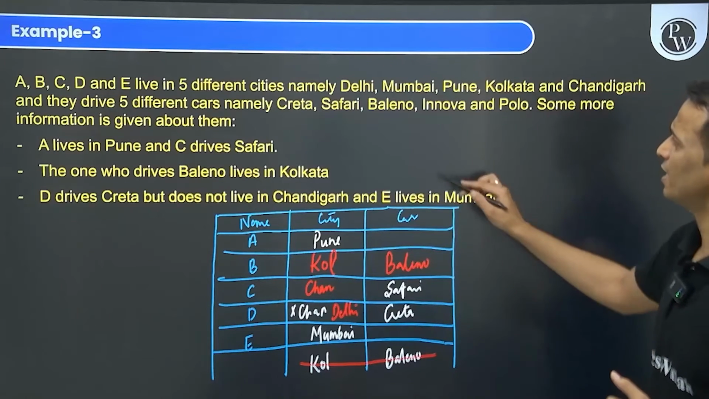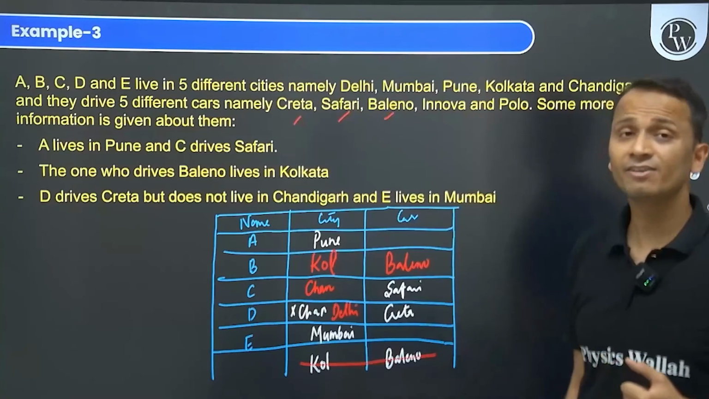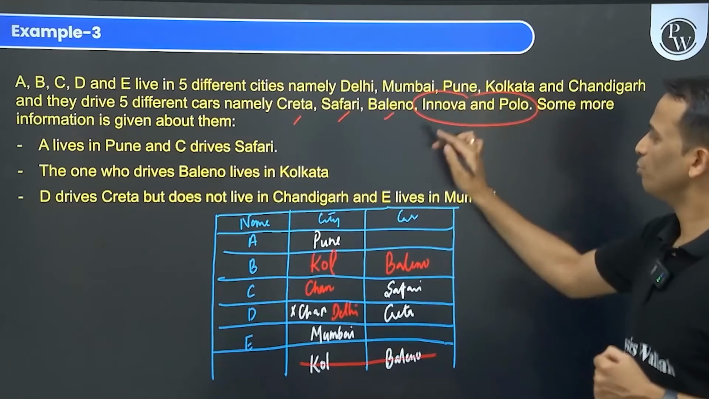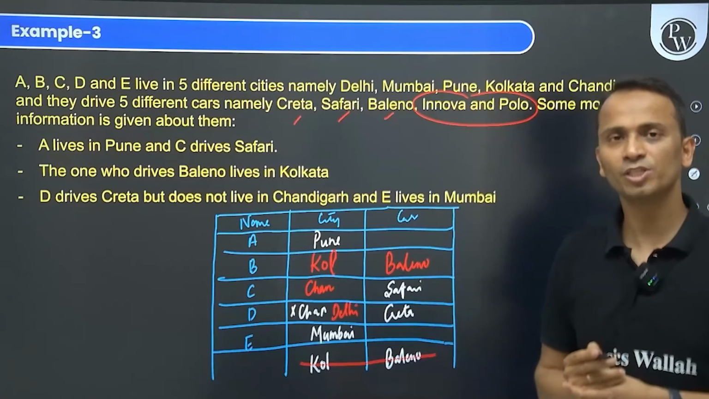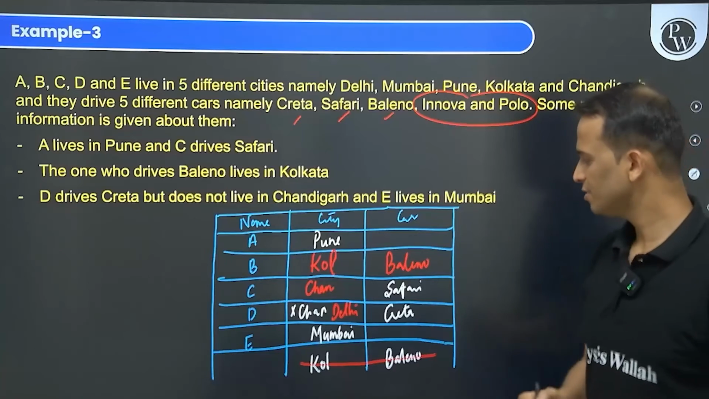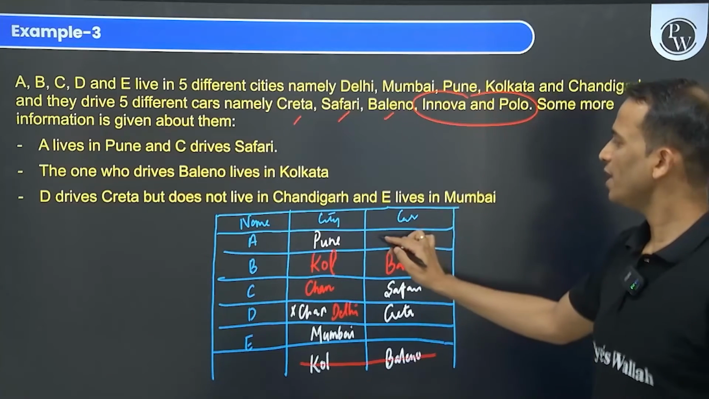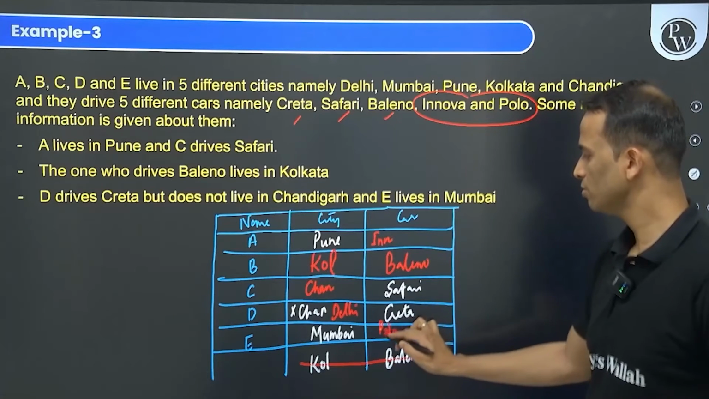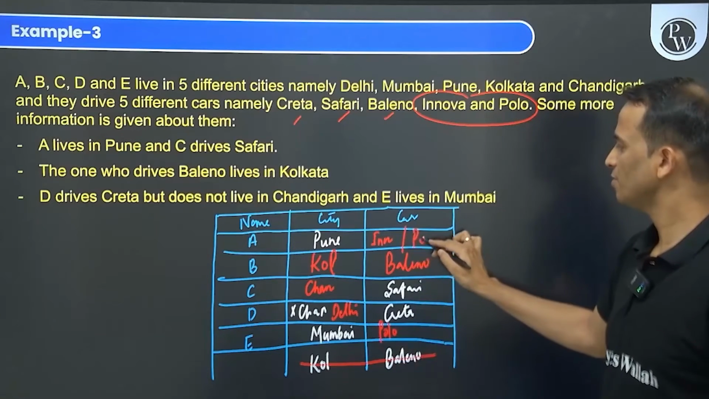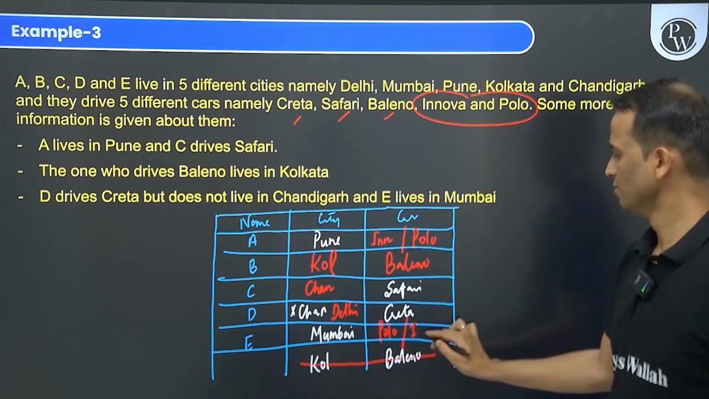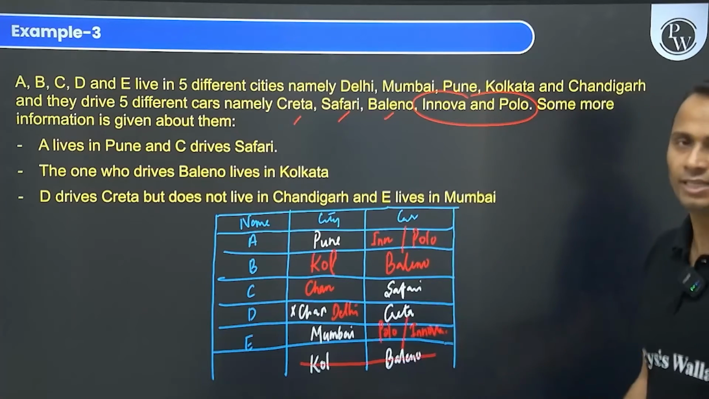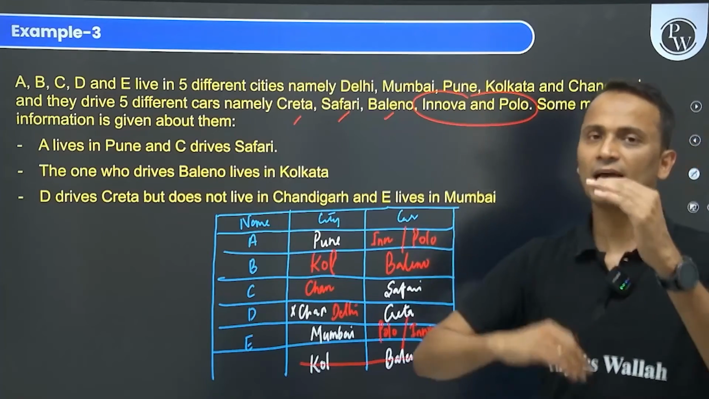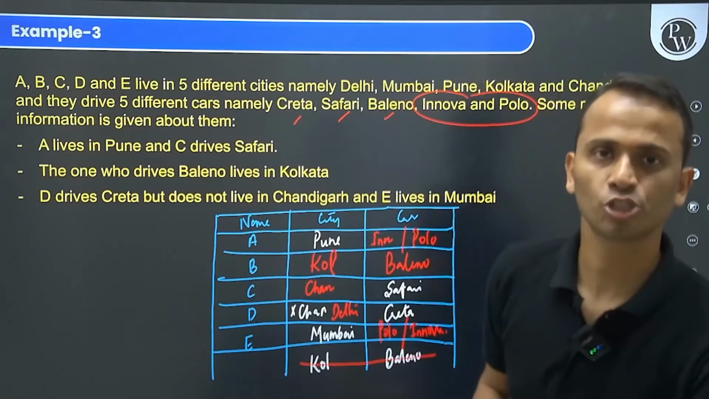Now talking about the cars, we don't have any other information. Baleno, Safari and Creta, these 3 cars are already gone. Now I'm left with Innova and Polo. Now we don't have any specific information about them. So there may be 2 possibilities, A and E. So A अगर Innova drive करेगा तो E will drive Polo, right? And vice versa. पोलो, इनोवा. राइट, सो यहां पे कार्स के लिए 2 पॉसिबिलिटी हो सकती है. पोलो, इनोवा कैन इंटरचेंज द प्लेसेस. वी आर नॉट श्योर अबाउट दिस.